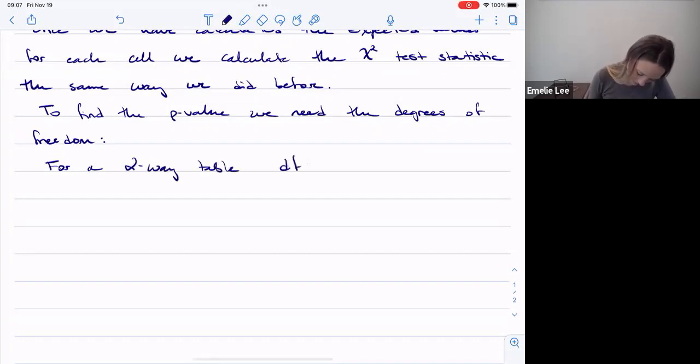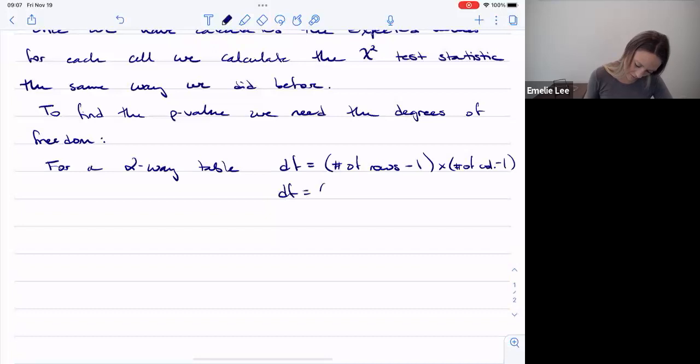the degrees of freedom is, and let me just confirm here. Yeah, it's the number of rows minus 1 times the number of columns minus 1. So usually what we write is a capital R minus 1 times a capital C minus 1, where the R is the number of rows and C is the number of columns.